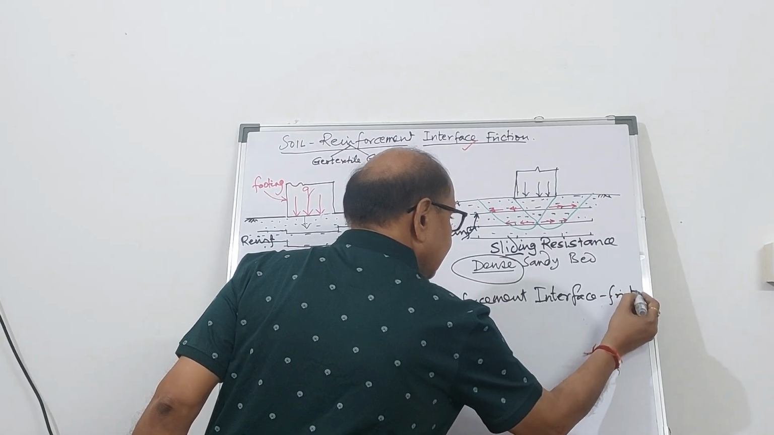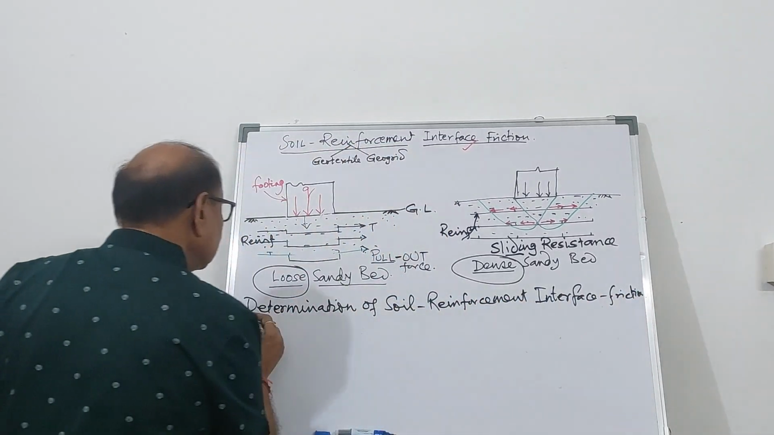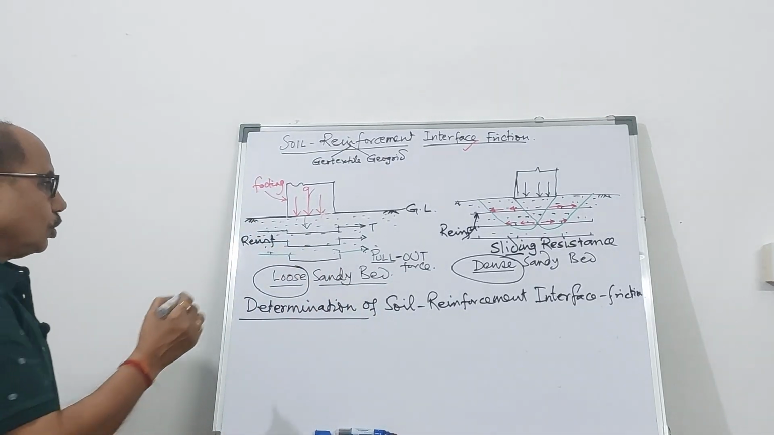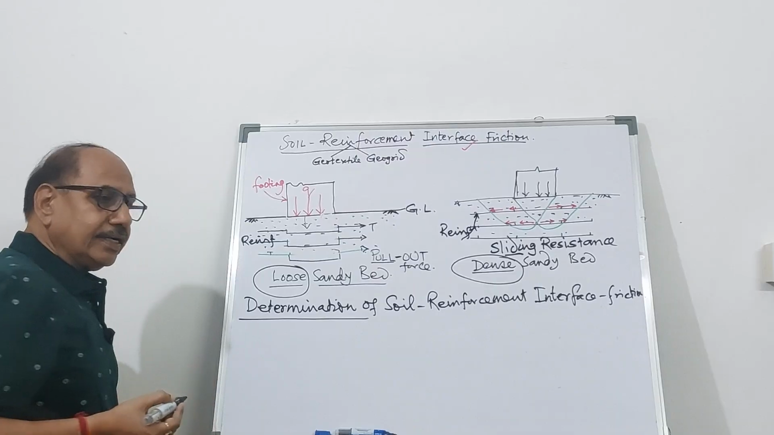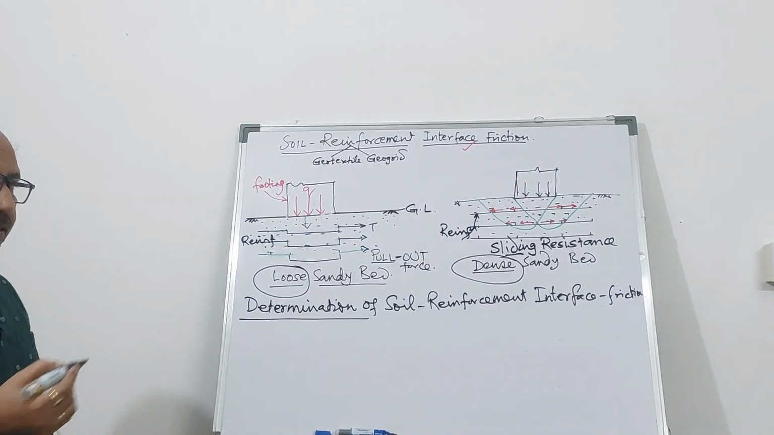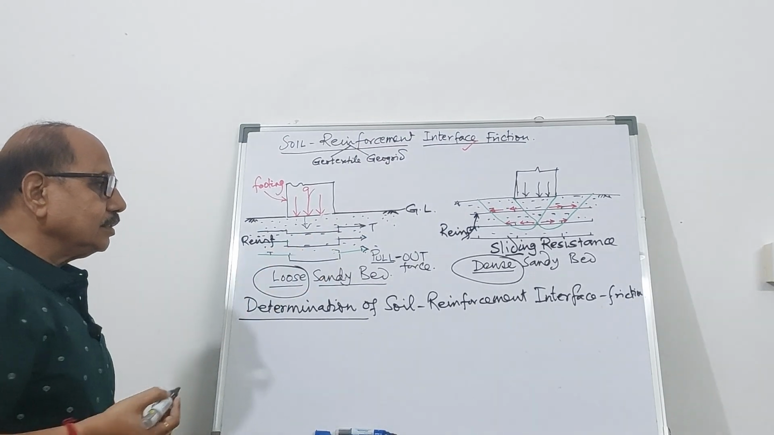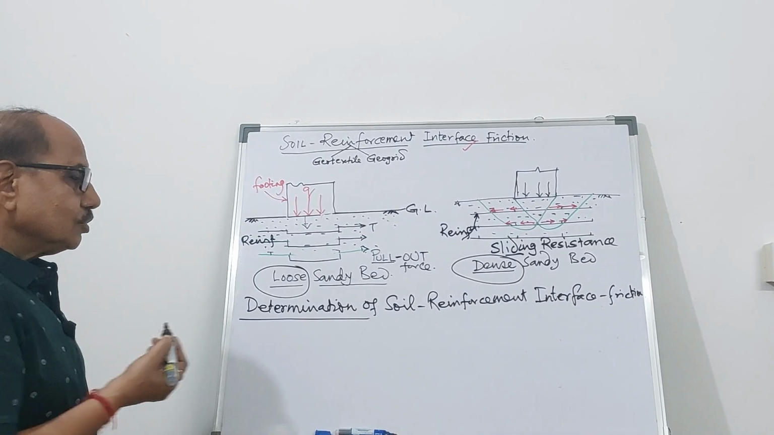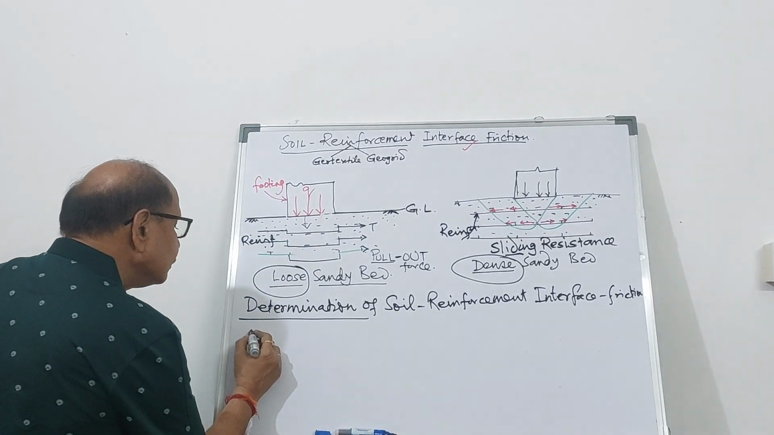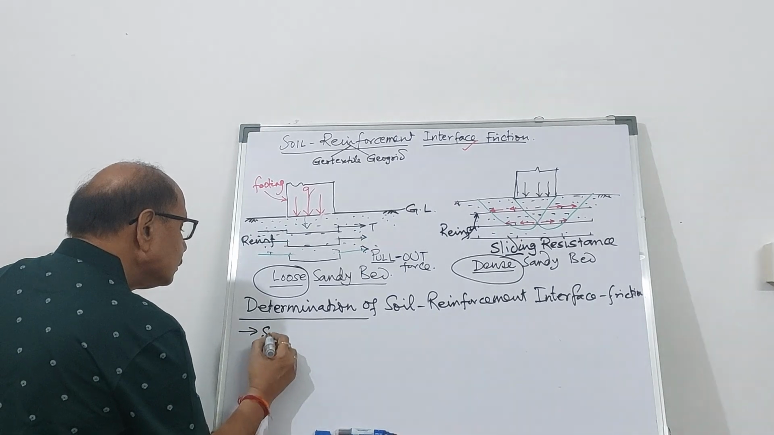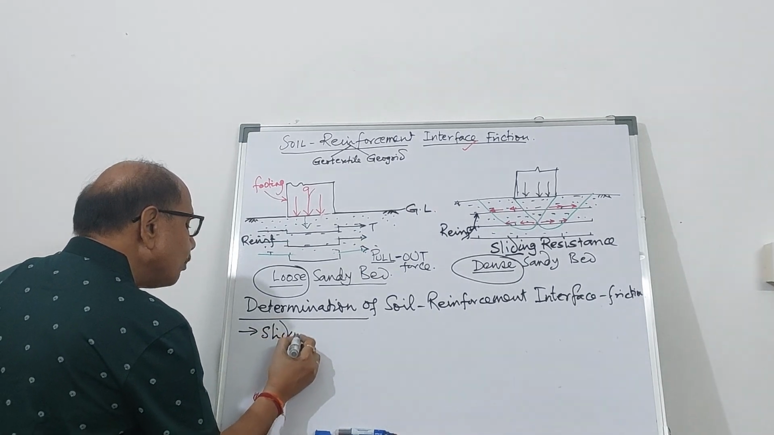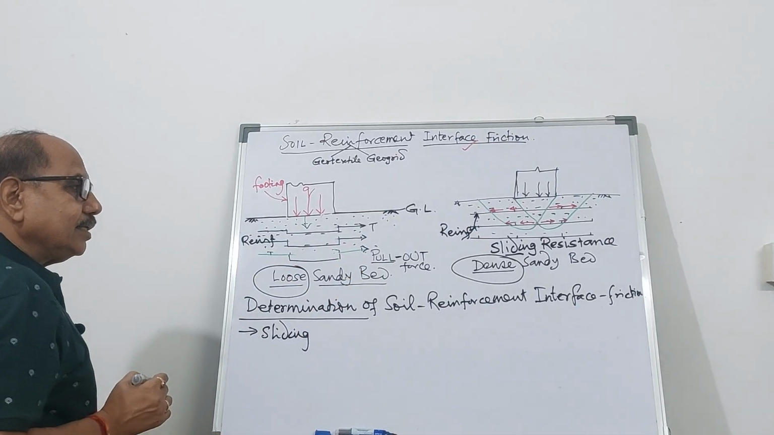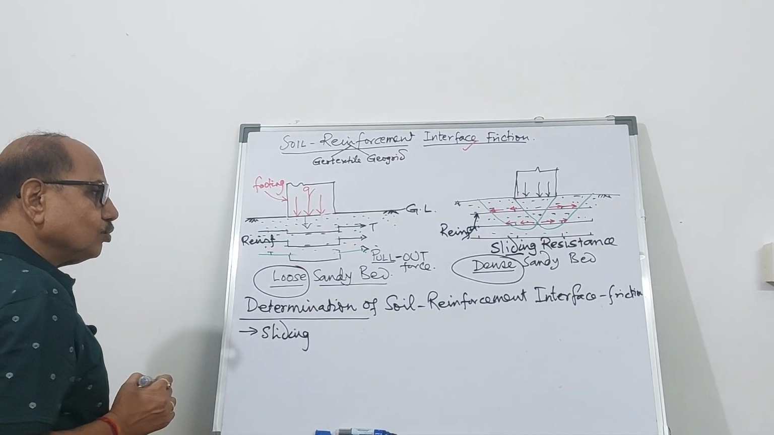How does it get transferred? At one place you find it is pull-out. Another place you find it is going to be sliding resistance. So if it is sliding, the soil particles are sliding over the reinforcement, resulting in friction.